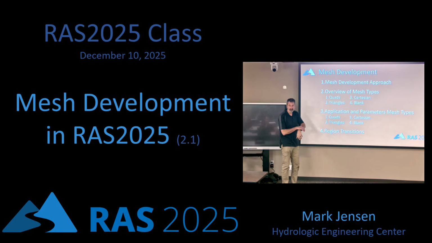We're going to talk about our mesh types. We have quads, triangles, Cartesian, and blank. And then we're going to talk about the parameters that go along with these different cell types, but it's also the arcs. We talked about that yesterday.